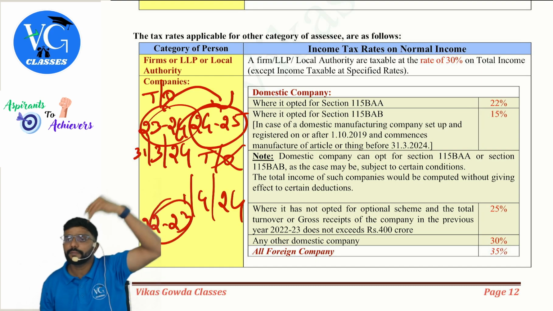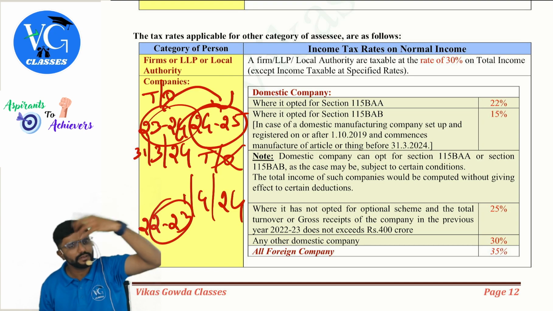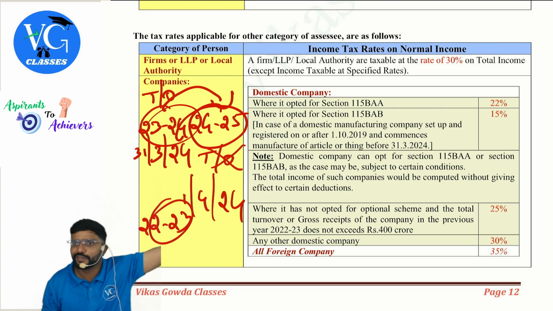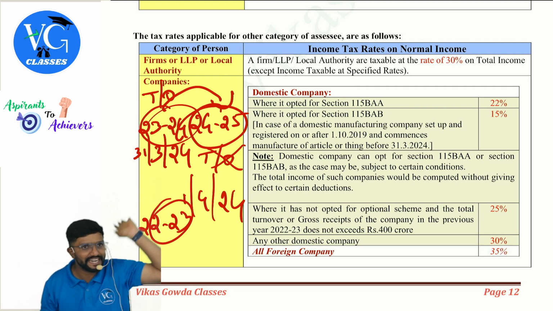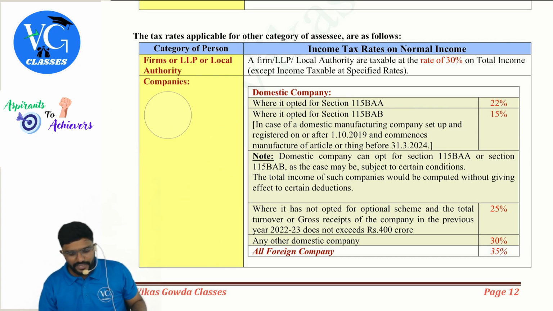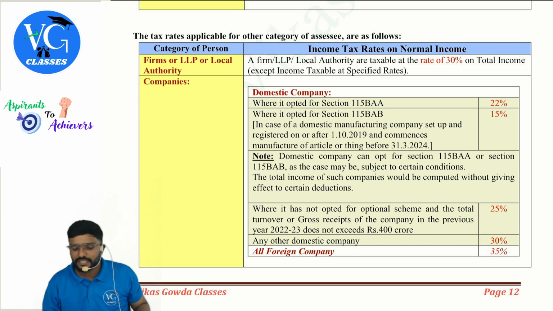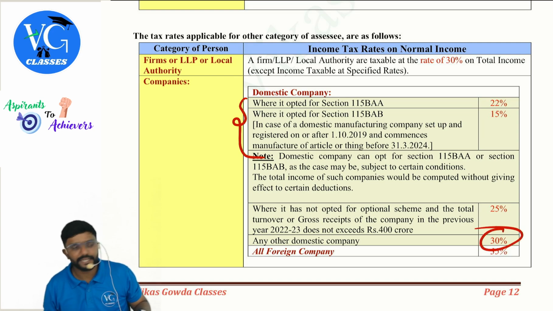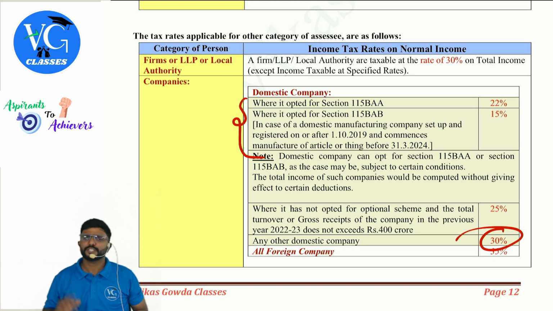22-23. Sir, will it be available by 1st April? Yes, definitely. Already more than 1 year is over. You will be having that data. Yes. Okay. Then any other company, meaning the domestic company which is not following the optional scheme and their turnover is more than 400 crore. For them, what is the tax rate? 30%. They are not small.